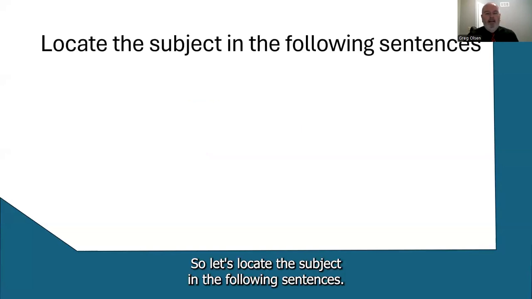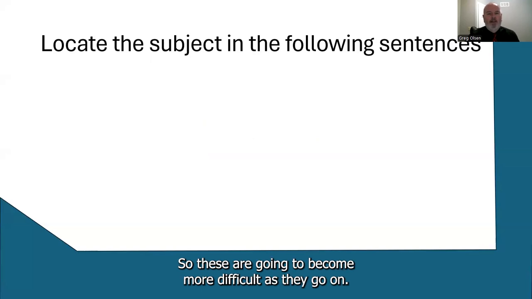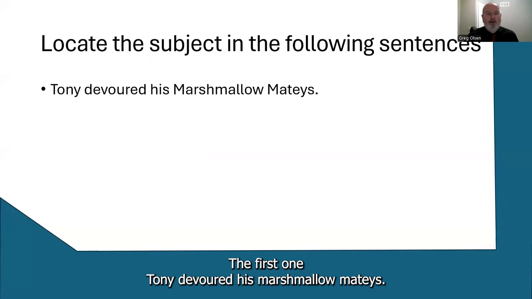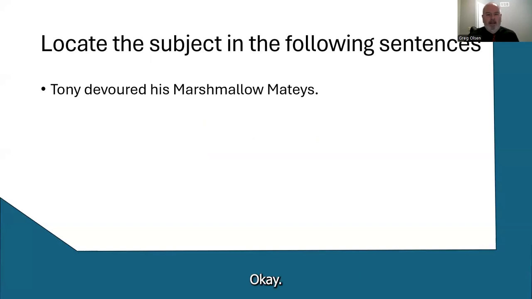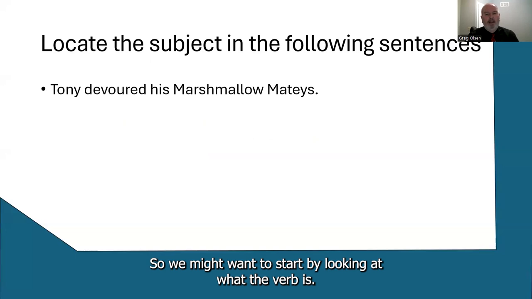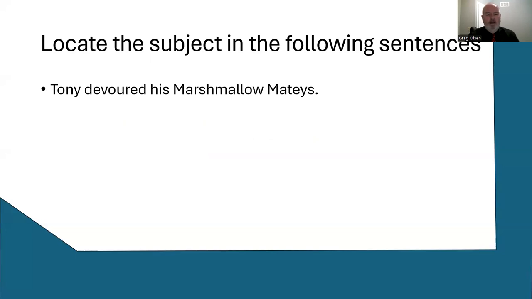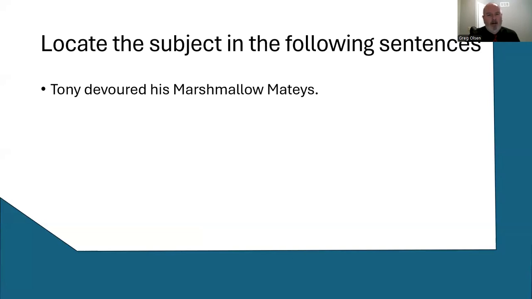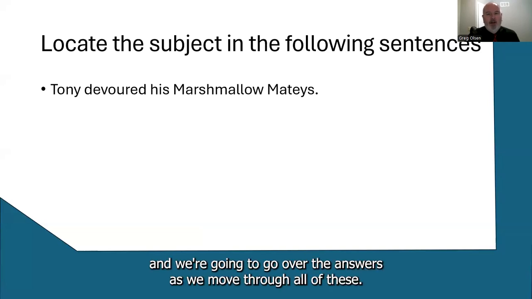Okay, so let's locate the subject in the following sentences. So these are going to become more difficult as they go on. The first one, "Tony devoured his marshmallow mateys." Okay, so we might want to start by looking at what the verb is. The verb is not going to be his, it's not going to be marshmallow mateys. So really all we are left with is devoured. And we want to say if that's the action, what is the actor? I'm going to let you guess, and we're going to go over the answers as we move through all of these.